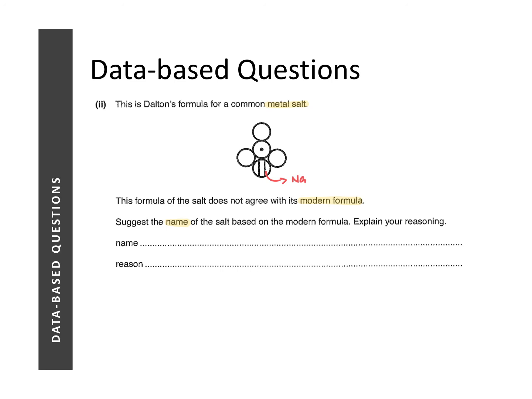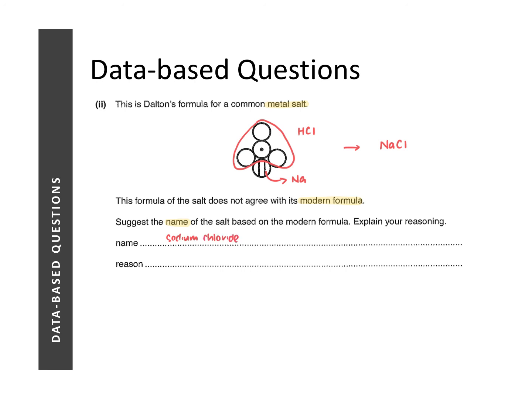Rather, earlier we were given the formulas of different compounds as well. So the compound that this little part represents is actually hydrochloric acid. So essentially Dalton was thinking of the salt that is formed when sodium reacts with hydrochloric acid. When a metal reacts with an acid, it forms a salt. The salt would have the cation from the metal and the anion from the acid. So the salt that we are looking at is sodium chloride.